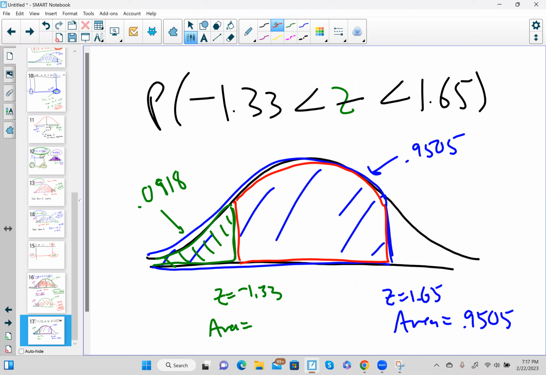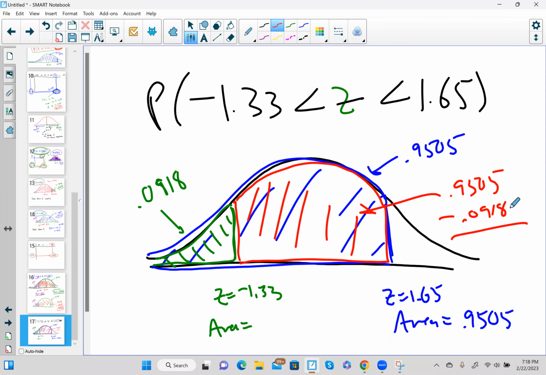And if I want the red area, to get this area in between, I'll just write it this way. We're going to take 0.9505, and we're going to subtract off the area that's below z equals negative 1.33, or 0.0918. That was the area we just looked up in our chart. Let me do that subtraction for you. 0.9505 minus 0.0918, and I am getting 0.8587. So that's our area. Okay. Any questions or comments about this?